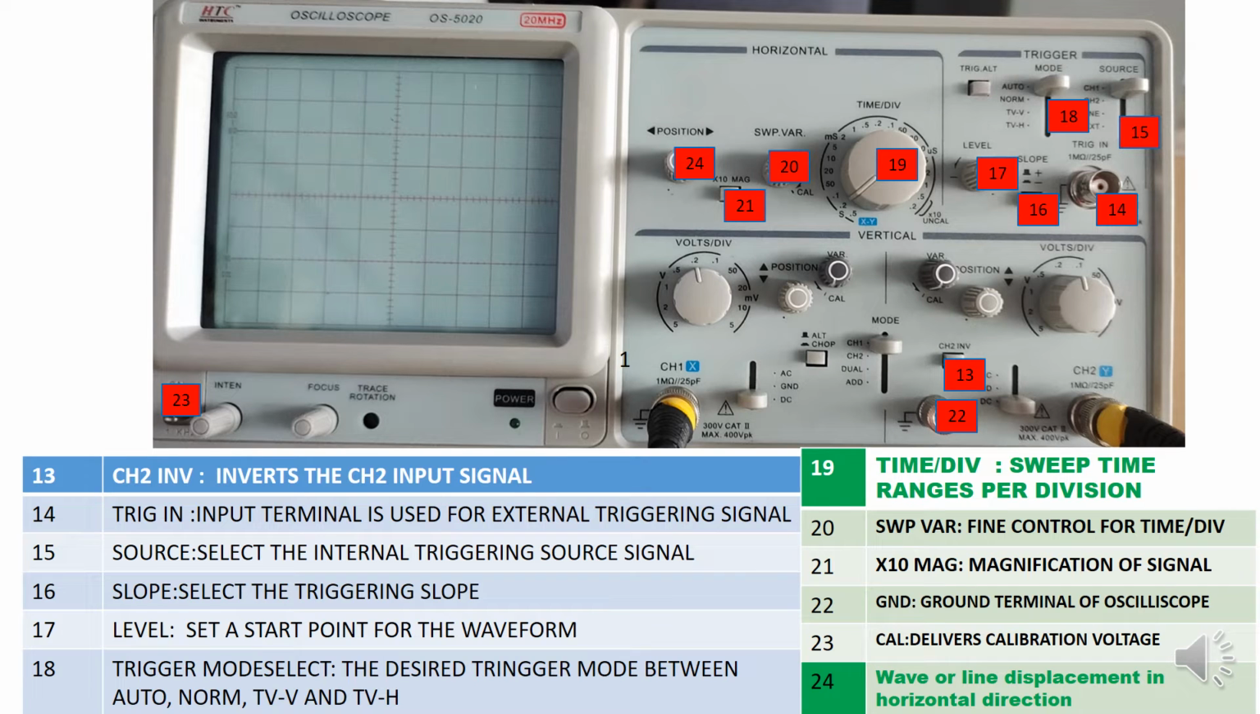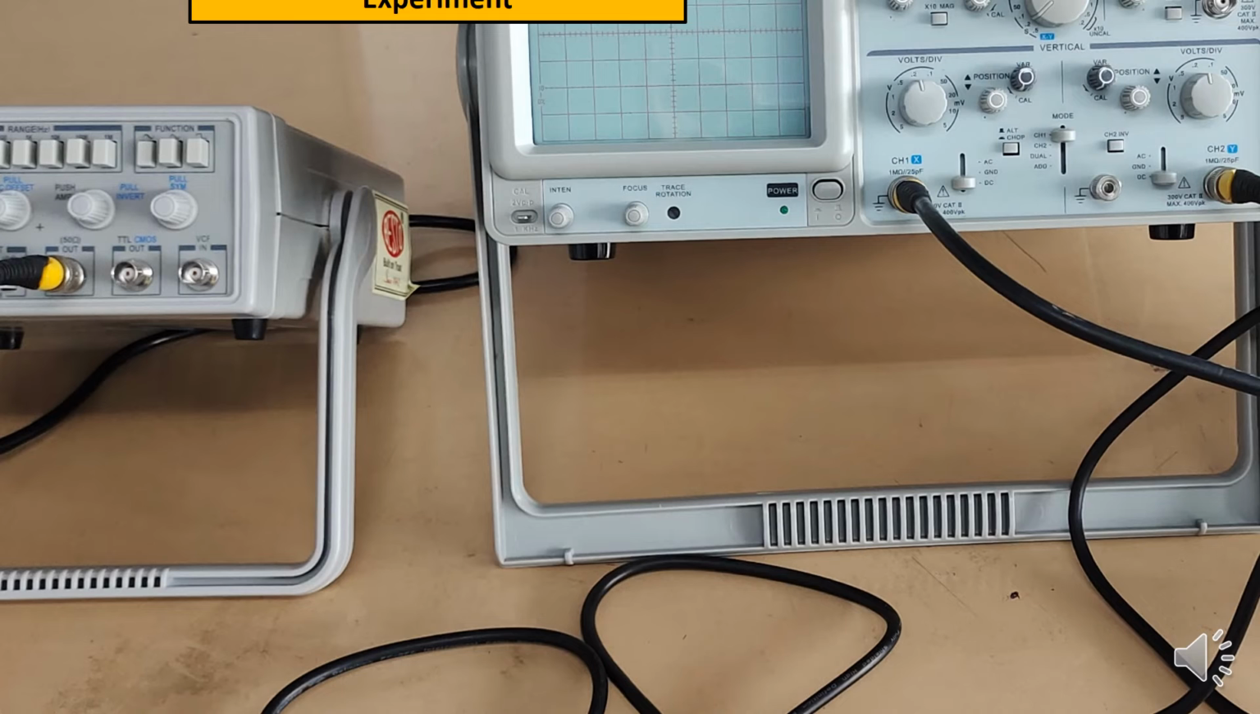Further, number 19 is related to time division, so from here also the signal can be adjusted. Similarly, 24 is horizontal movement. You can see the movement of the signal from here. In this way, many options are available in the oscilloscope. We are using only a few.